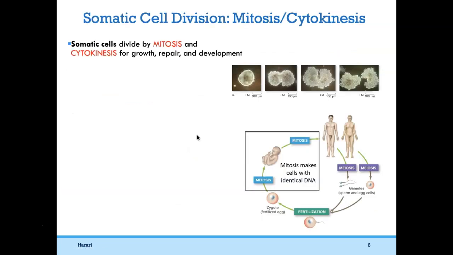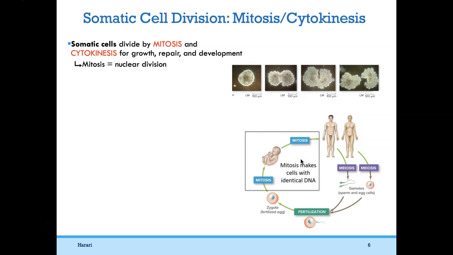So what we'll talk about today is how somatic cells divide. So somatic cells, our body cells, divide by mitosis and cytokinesis. They do this for growth, repair, and development. So as part of regular embryonic development, cells need to constantly divide. So as a baby becomes an adult, there's a lot of mitosis that has to happen. Also, if you trip and scrape your knee and you damage some skin cells, your skin cells have to do mitosis to replace the ones that were damaged.